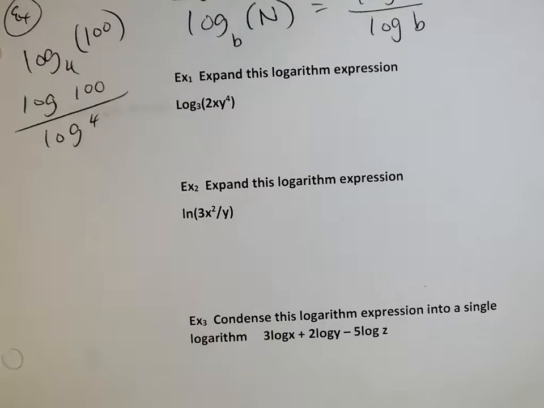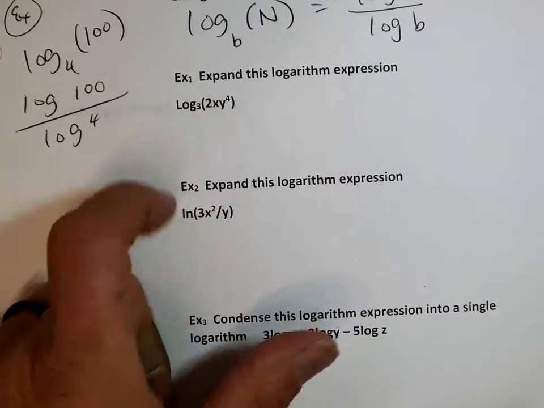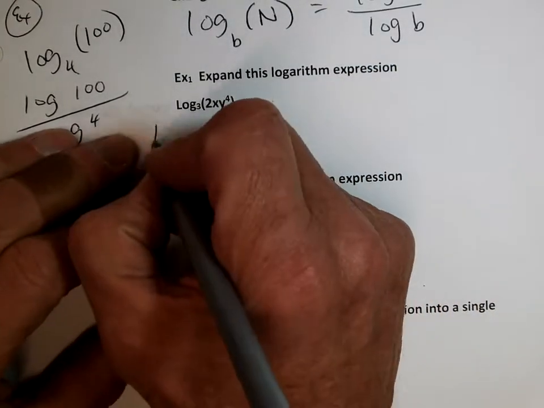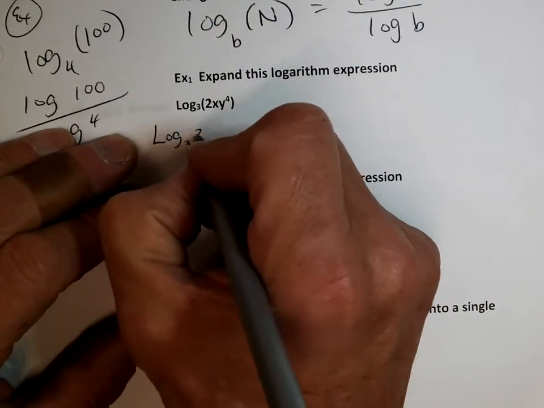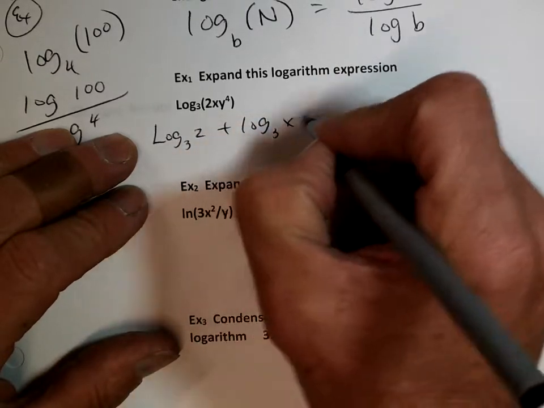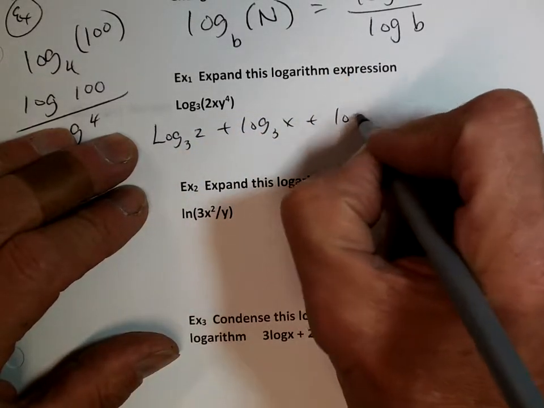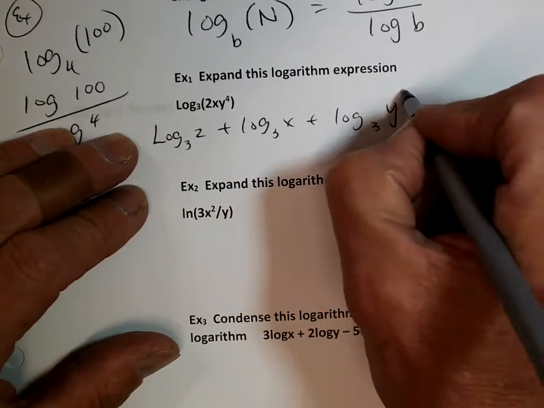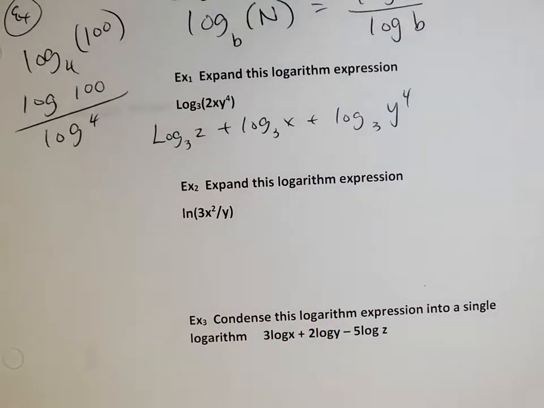Do you see invisible times signs in there? Do you see invisible times signs? So let's rewrite this. We're going to go log base 3 of 2 plus log base 3 of x plus log base 3 of y to the 4th. Okay? That was easy, right? Yeah. And then what are we going to do with the 4?